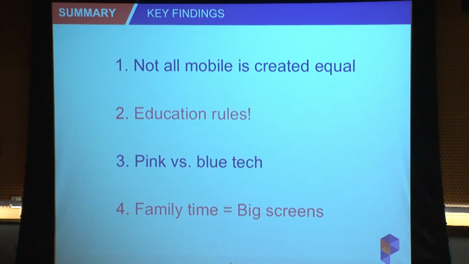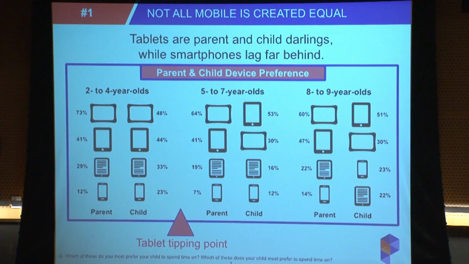That not all mobile is created equal, that education rules, that we have pink versus blue tech, which is interesting, and that for family time, we're still very much talking about big screens. So the first thing is that not all mobile is created equal. I don't know if you noticed when I quickly showed you that earlier, but this is the breakdown, just pulling out the mobile devices.